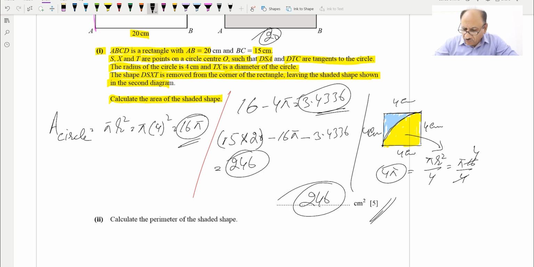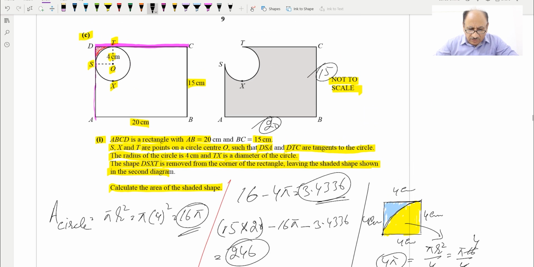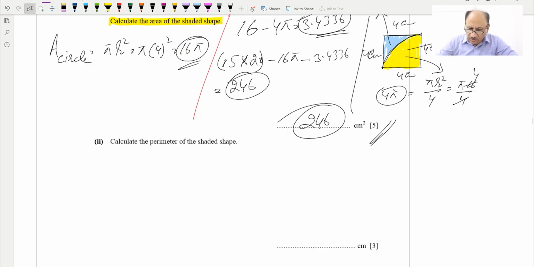This was for 5 marks. This was simple but a little tricky. You need to find this corner also, area of this one and this one separately, and then you will have to subtract from the rectangle.